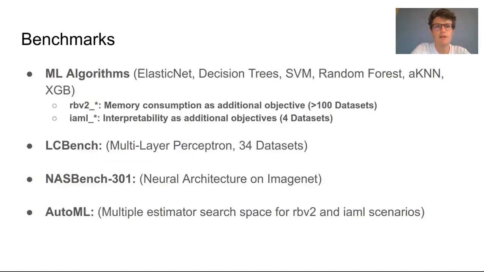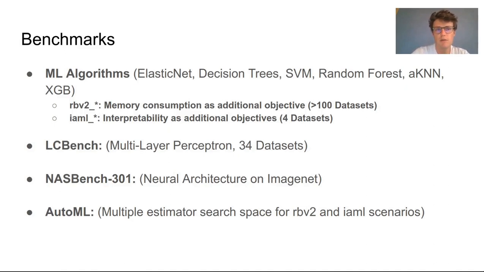So what kind of benchmarks does YAHPO include? And what kind of benchmarks can I run using YAHPO? It includes search spaces for machine learning algorithms such as ElasticNet, decision trees, support vector machines, random forest, approximate k-nearest neighbors, and XGBoost. Either predicting memory consumption as an additional objective, this is available across more than 100 datasets, or interpretability metrics as an additional objective. This is only available across 4 datasets.